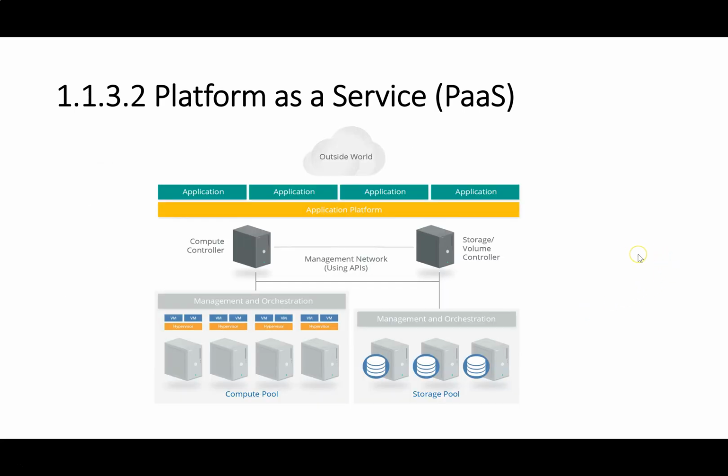So this is a very similar diagram to the one we looked at for infrastructure as a service. The difference here being that you have the platform being the operating system and/or applications that are running inside of that operating system.